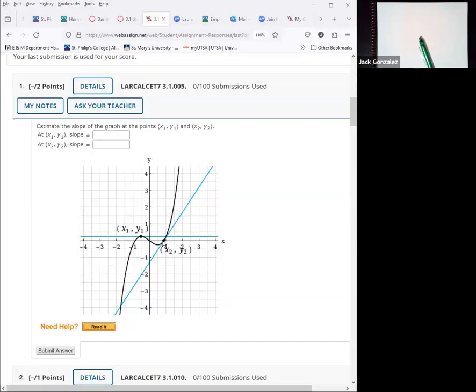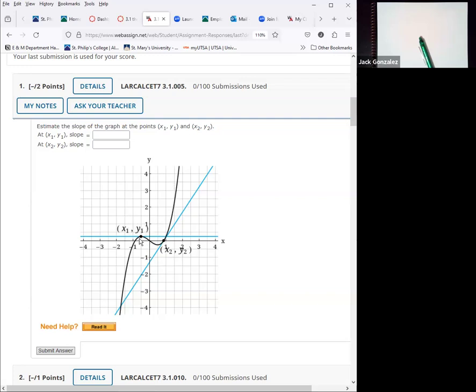So here are 2 points, right? Can you guys see this? See this okay, the graph? Okay. Sorry, my computer was telling me that wasn't showing, so thanks.